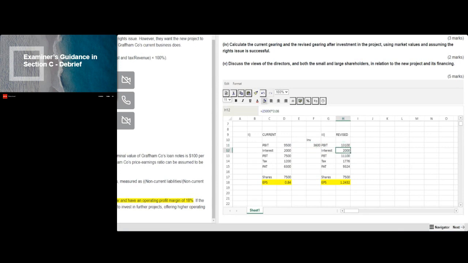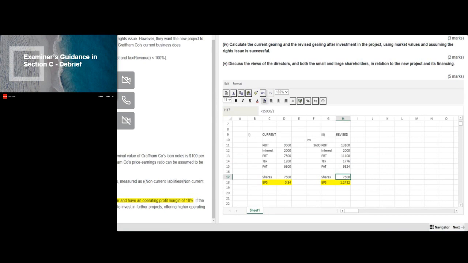Interest will remain the same. Profit before tax has moved because I've used the same formula. Tax is applied at 16%. And so the new profit after tax is 9,324. See how quick that was? All I had to do was copy it across and then add in that extra investment.